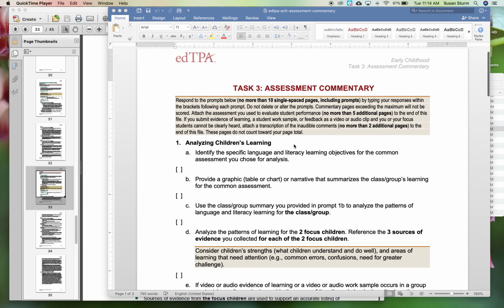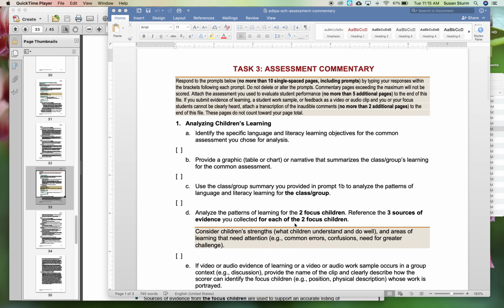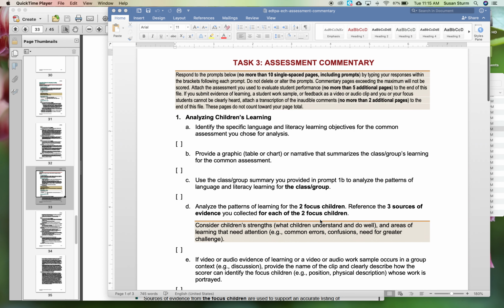So the second thing you need to know is that you're going to focus on 2 focused children here, and they need to be focused children that are from that context for learning chart that's at the beginning of your whole thing. So pick 2 of the kiddos on that chart. They should be in your assessment video if you included a video. If not, you're just going to write about them.